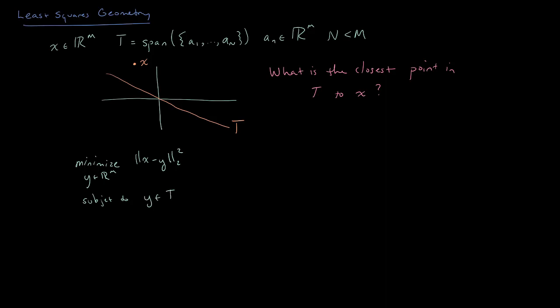Now, this might look a little strange until you realize that when we say that y lives in T, all that means is that y can be written as a linear combination of these vectors Ai, or in matrix form that y can be expressed as A times alpha for some vector alpha in R^n. So that means that rather than having the constraint that y lives in T, we could equivalently just pose this as a search over the coefficients alpha, in which case our problem becomes to minimize over all alpha in R^n the L2 norm squared of x minus A times alpha.